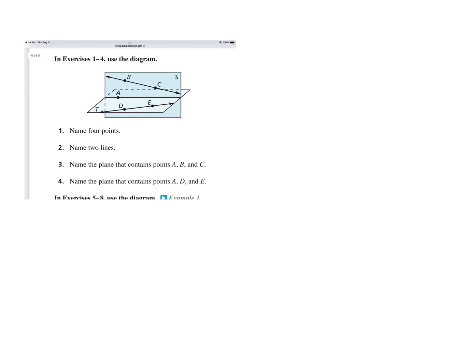Okay, here's your homework problems for 1.1 in geometry. So let's get at it. So we are looking at number 1, name 4 points. So we can say D, A, B, C, or E. So there's 5 points there.